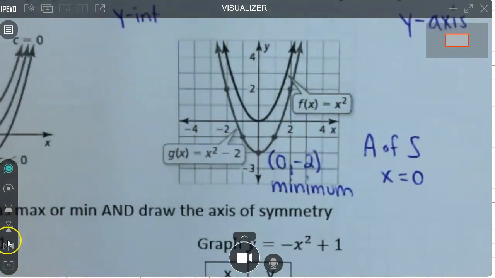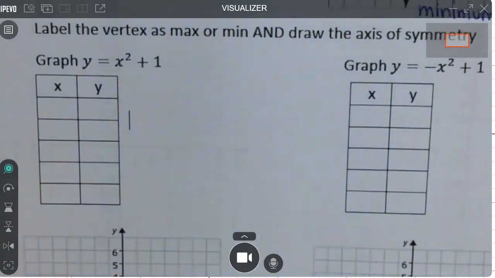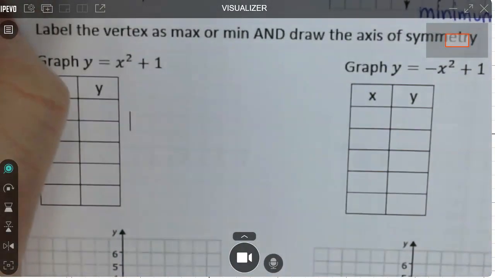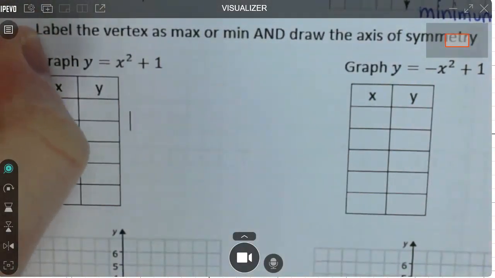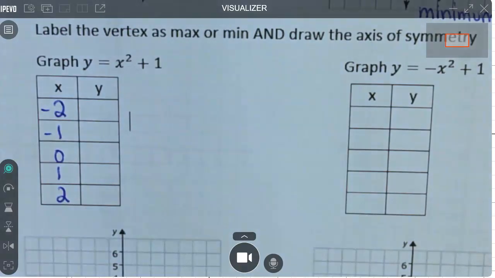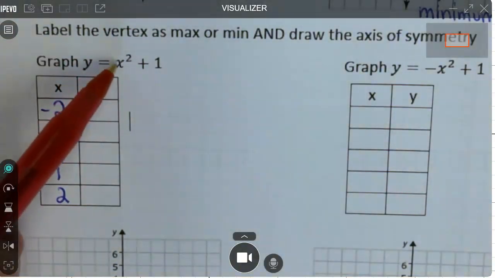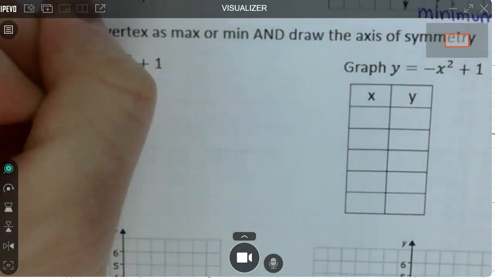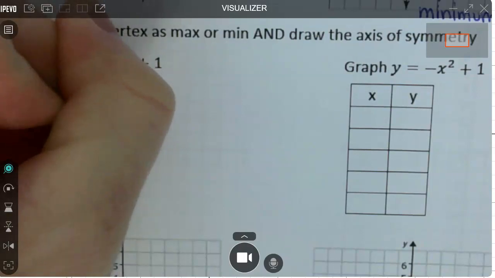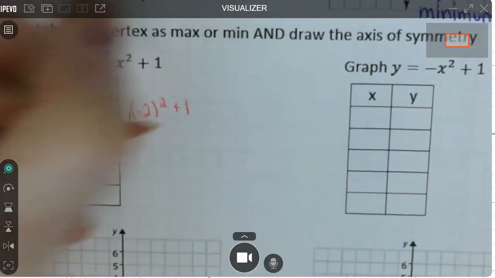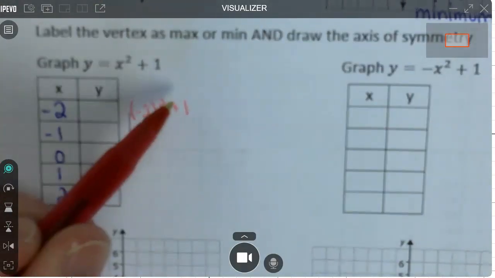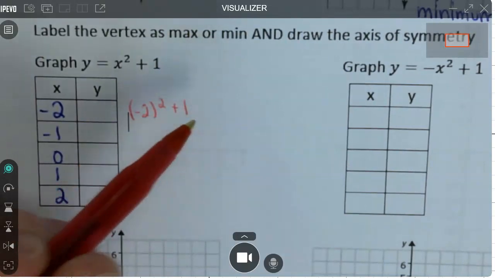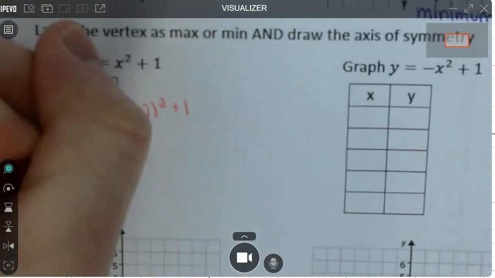All right, now we're going to do some examples together. Because we are graphing quadratics, we still need to make a table of values. So we go -2, -1, 0, 1, and 2. Now I'm replacing x right here with these 5 values. We're still doing that value squared, but now we're adding 1. So it's a lot like what we did the other day. It's going to be -2 squared, but now plus 1. So -2 squared is 4, but then plus 1 gives you a positive 5.